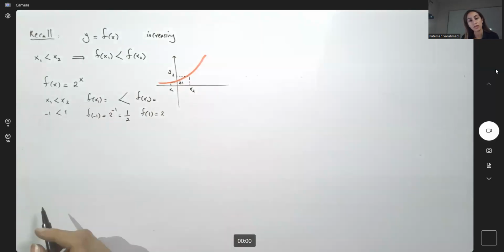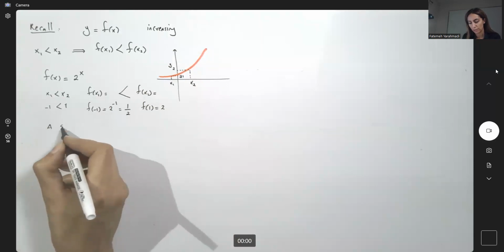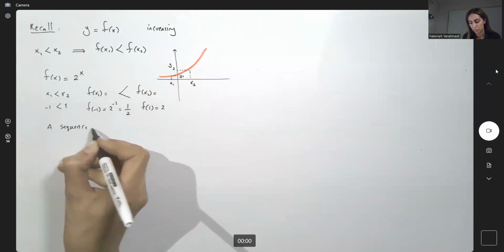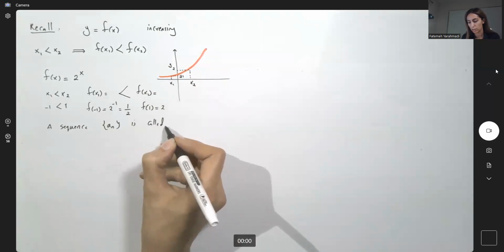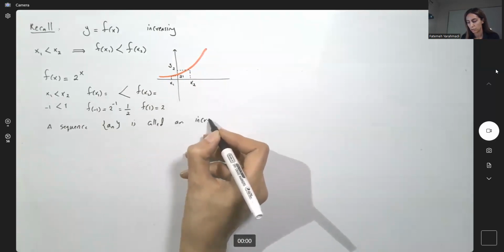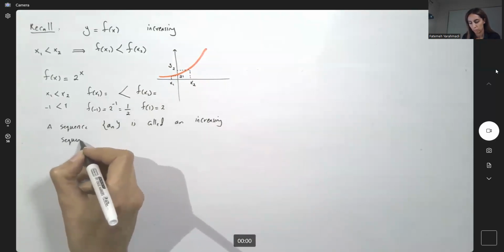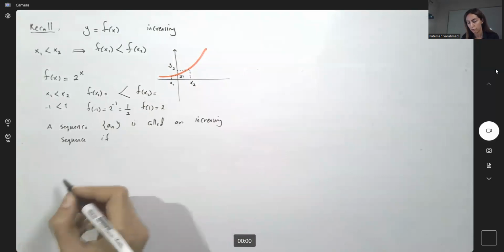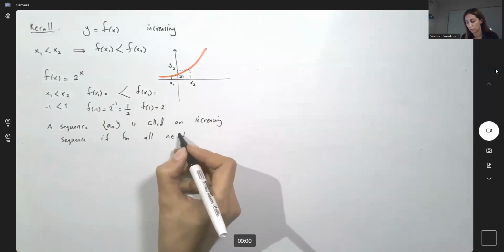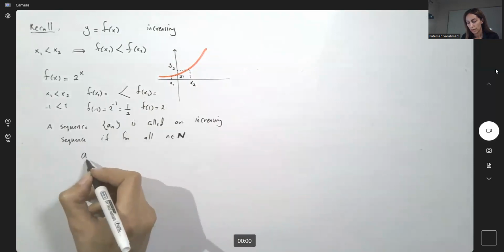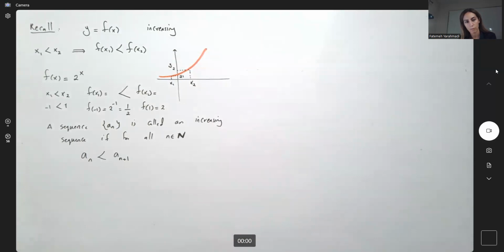We have the same observation for sequences as well. A sequence like a_n is called an increasing sequence if, for all values in the domain, a sub n is less than a_(n+1).